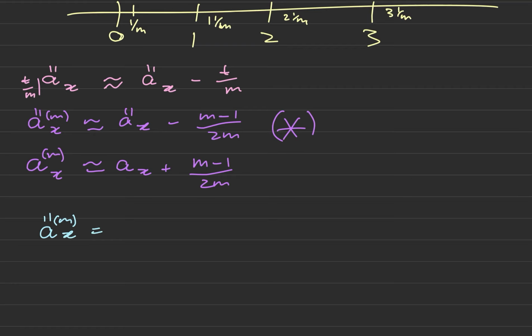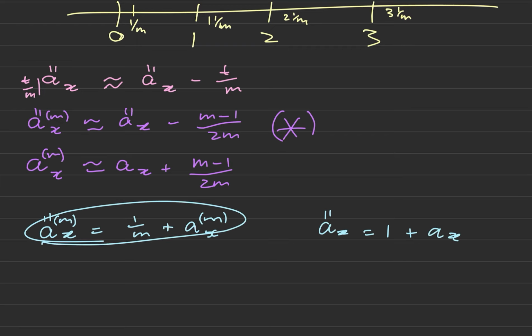Okay, another thing that's very important is a-double-dot x in advance for m payments is equal to 1 over m plus a-x-(m). Now this is literally just the generalized formula of this. You'll see why that's true if you just substitute in 1 for m. So it's just the generalized formula of that.